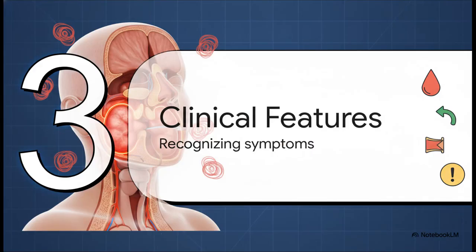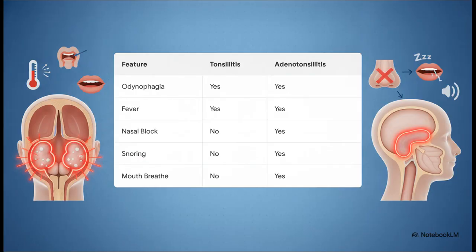Which brings us to Section 3, recognizing the clinical features. Like we touched on earlier, the anatomy directly dictates the symptomatology. With isolated tonsillitis, you're going to see those classic infectious signs: severe sore throat, painful swallowing, which we call odinophagia, fever, exudates, maybe some halitosis, and tender cervical lymphadenopathy.